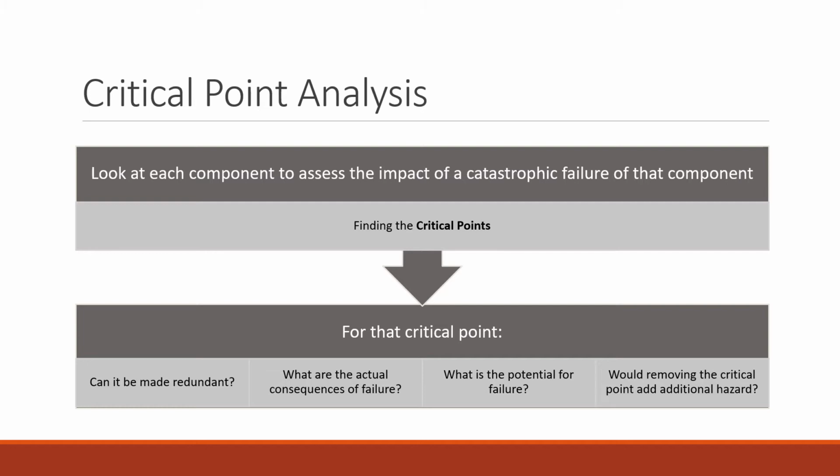So we look at each critical point and then ask a set of questions on what we can do about that risk. First, can it be made redundant? Okay, so we've got one rope that goes down to the guy who's on a vertical slope. We only have one rope connecting. Let's put in a second rope. So if the first rope in its system fails, we have a backup rope that exists in a completely independent system, so at least it doesn't fall. Okay, cool. We can make the system redundant.